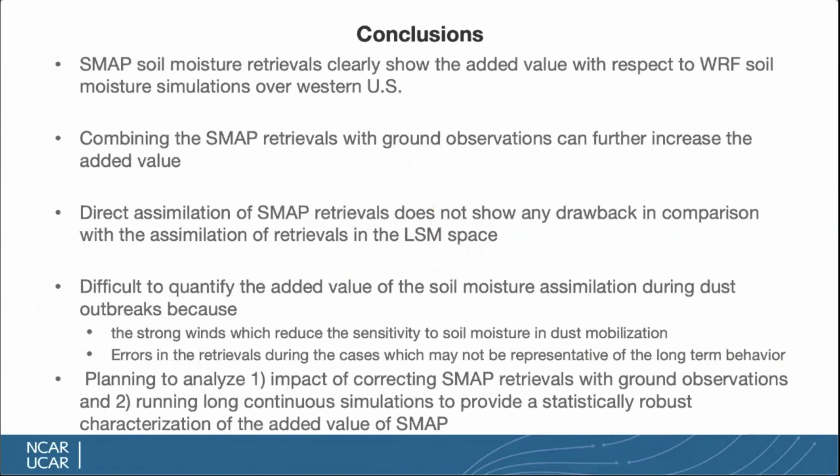So to conclude, SMAP soil moisture retrievals clearly show added value with respect to WRF soil moisture simulations over the Western US. There is also room for improvement, so we are thinking of combining the SMAP retrievals with ground observations to further improve the quality of the soil moisture assimilated. And we found that the direct assimilation of SMAP retrievals doesn't show any drawback in comparison with the assimilation of retrievals in the land surface model space. So we are thinking of moving ahead with this option.